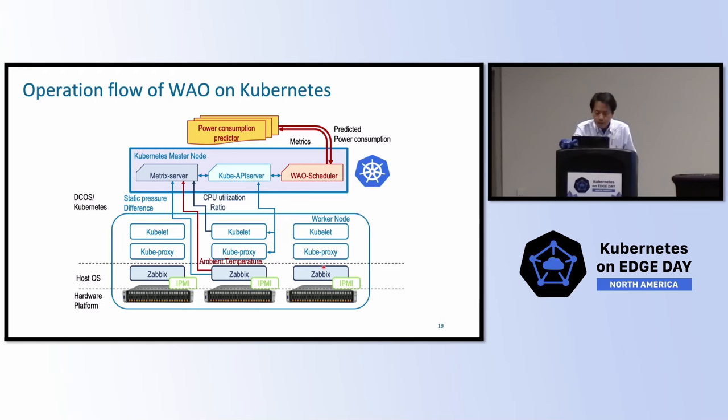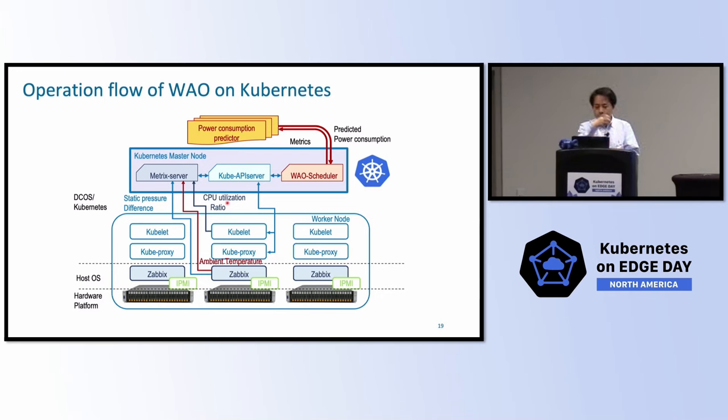Okay, so from the overview of the operations, on the hardware platform we have 200 servers, and we built Zabbix to continuously collect the operation parameters. The actual implementation in Kubernetes includes the core function called kube API server. The API server is the operation call for the workload optimizer. Then there is another part called the metrics server, which is responsible for collecting the operation parameters: static pressure difference, CPU ratio, and ambient temperature.